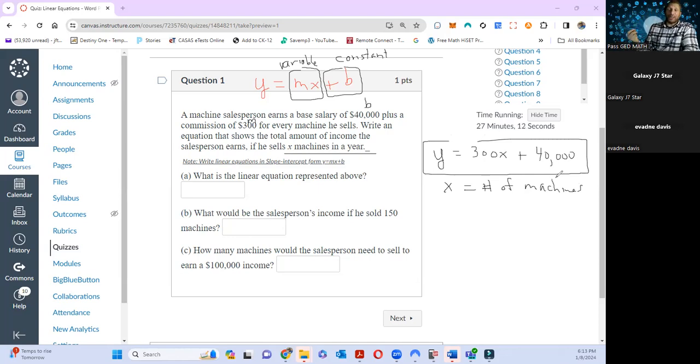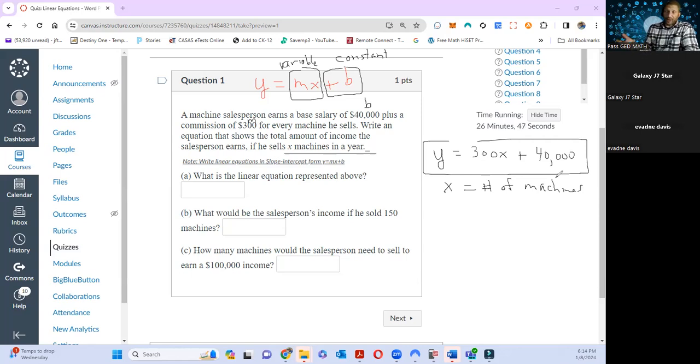Well, since they're talking about a linear equation, I know I'm starting with y equals mx plus b. I know m stands for my slope. I know b stands for my y-intercept. I know my b is constant. So what number is not going to change no matter how many machines I sell? Okay, 40,000, my base salary, that's not going to change. That's my constant, or my b, or my y-intercept.